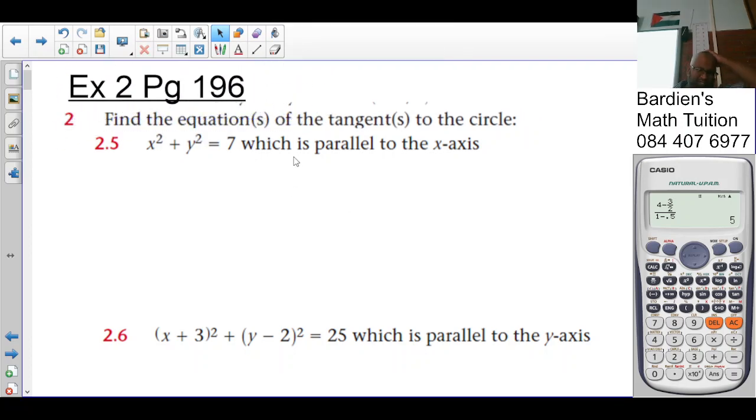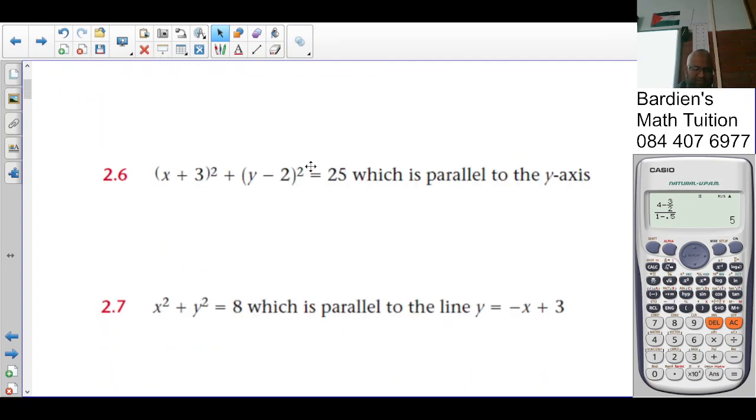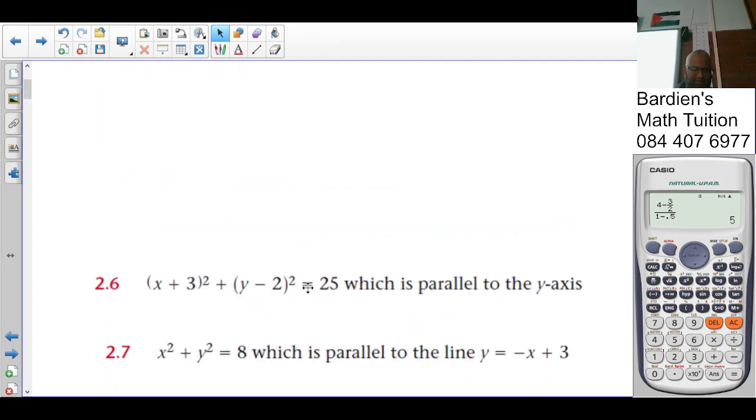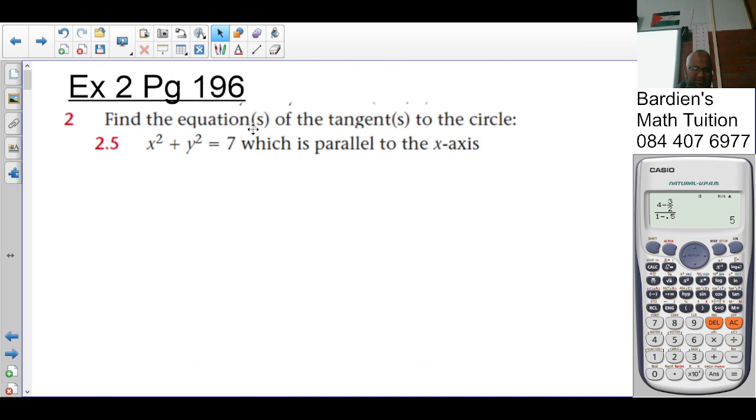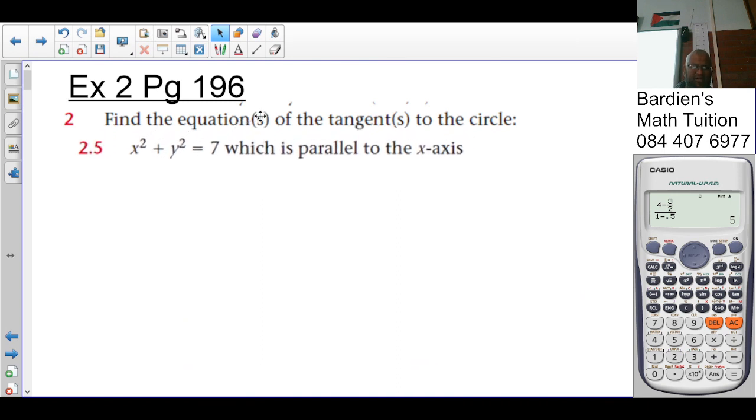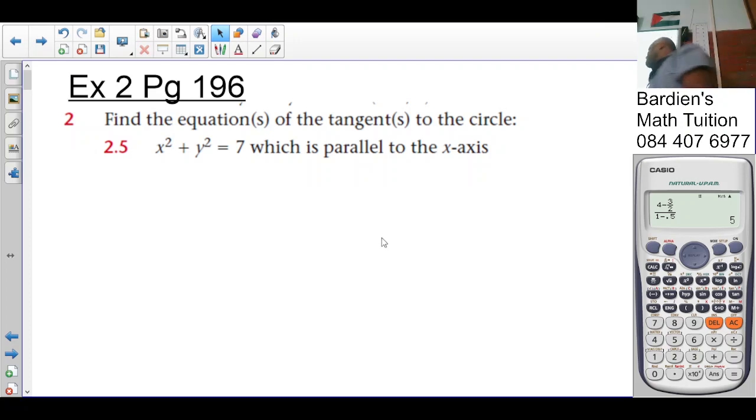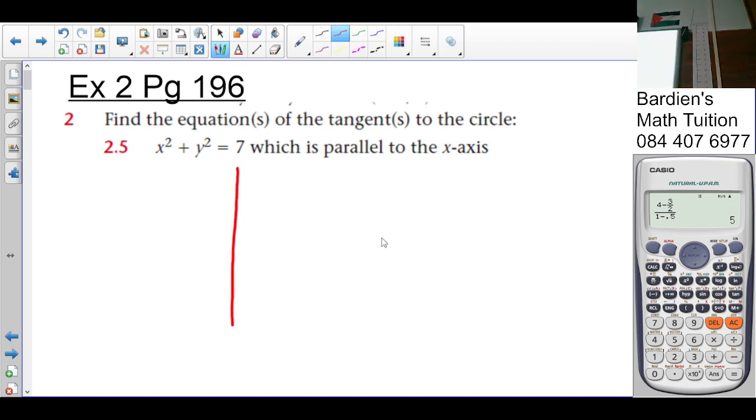Exercise 2, page 196, 2.5. Find the equation or the equations of the tangent or tangents to the circle which is parallel to the x-axis. This is a nice question.